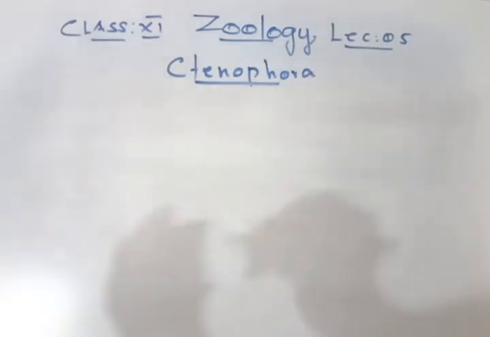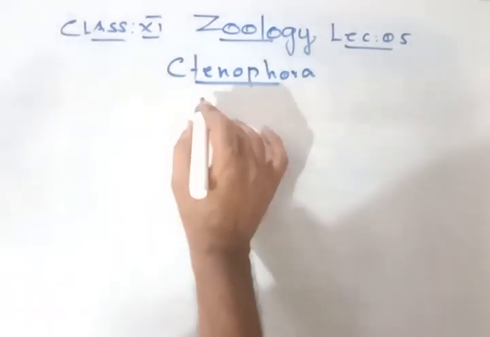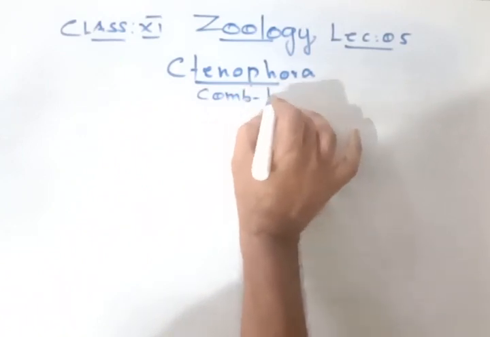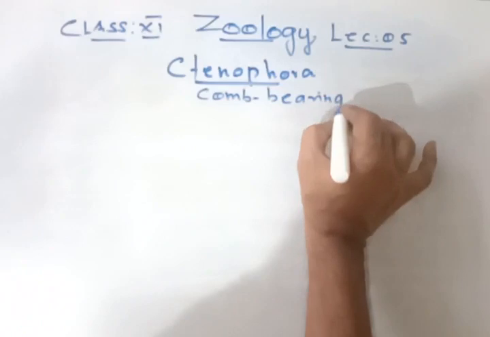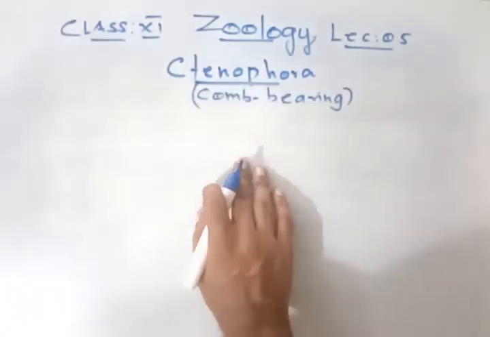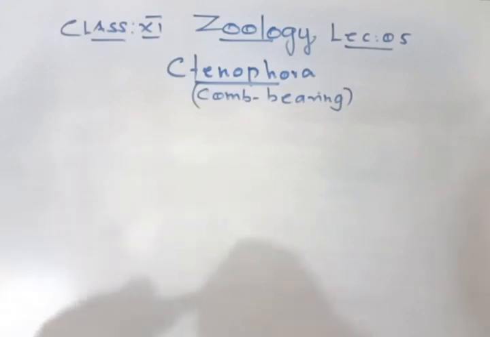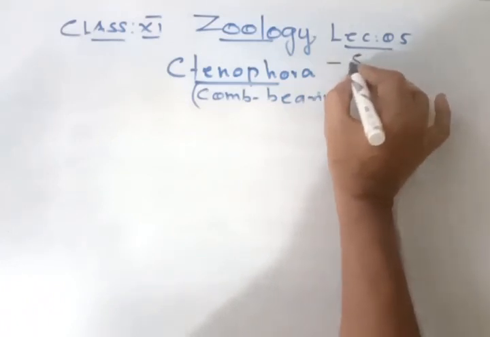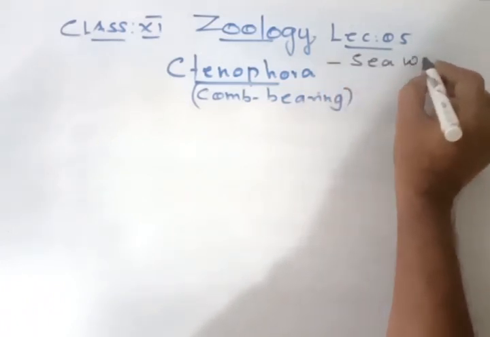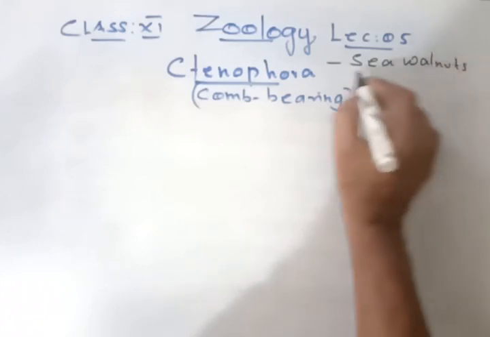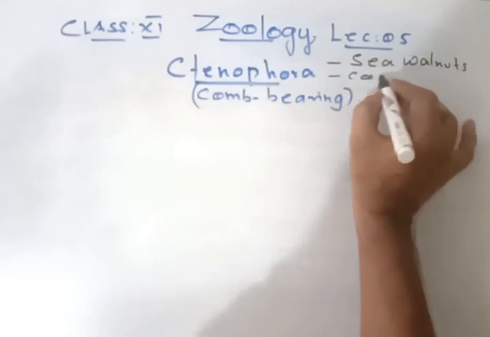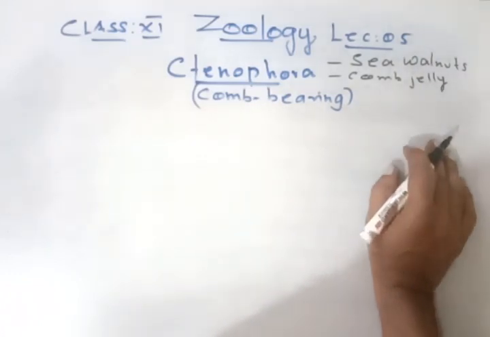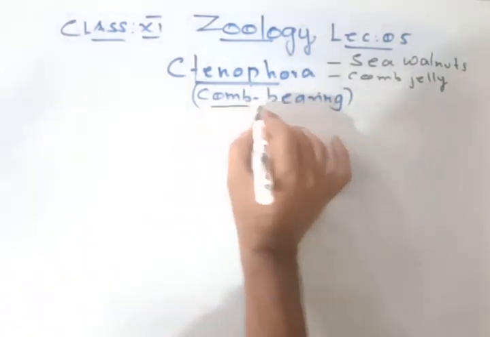Now, Ctenophora is also called comb-bearing animals. It has a comb in it, so they are called comb-bearers. What are the examples for this Ctenophora? There are two examples: one is the sea walnut, and the second is the comb jelly. These two are examples of Ctenophora. They are comb bearers.